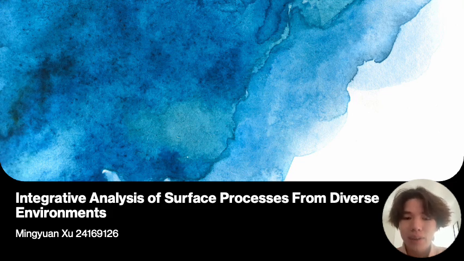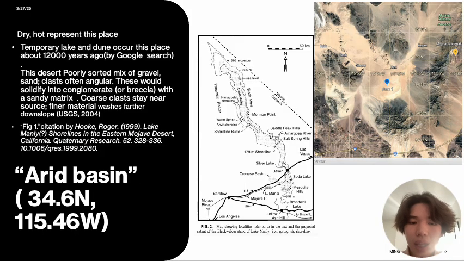In this talk, we will explore three distinct settings: the arid basin of the Mojave Desert, the dynamic delta of Bangladesh, and the active volcanic island of Saint Vincent. Although those regions differ greatly in climate and tectonic setting, they each offer valuable insight into how surface processes shape sedimentary deposits. Let's begin with the Mojave Desert arid basin.